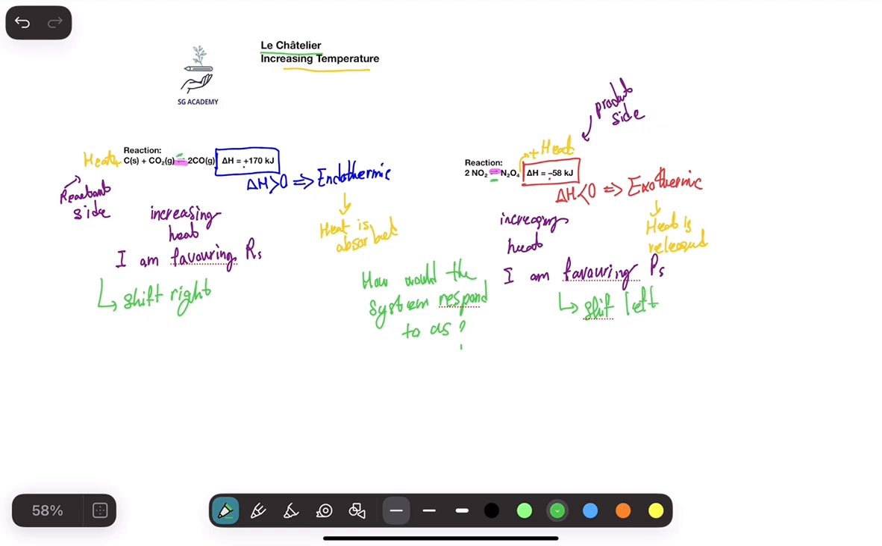For exothermic, because I'm favoring the forward reaction, Le Châtelier says my equilibrium system is going to shift to the left to counteract what I was doing to it. So you first need to understand what you're doing to the system, the stress you're putting into the system, which reaction, which direction you're favoring, and how the system would respond to you based on Le Châtelier.